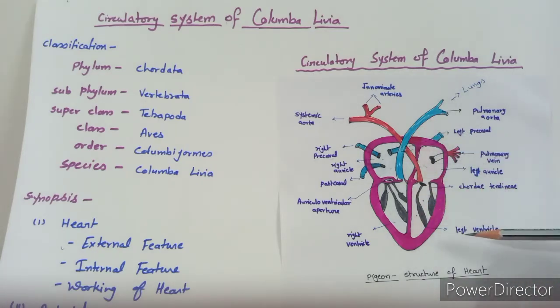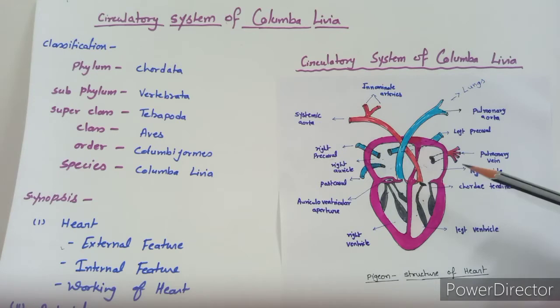When we talk about the external structure, the heart is large in size and red in color, and it is placed mid-ventrally in the thorax, enclosed in a pericardium. It has a pericardial cavity which is filled with pericardial fluid, and this fluid protects it from shock and injury.